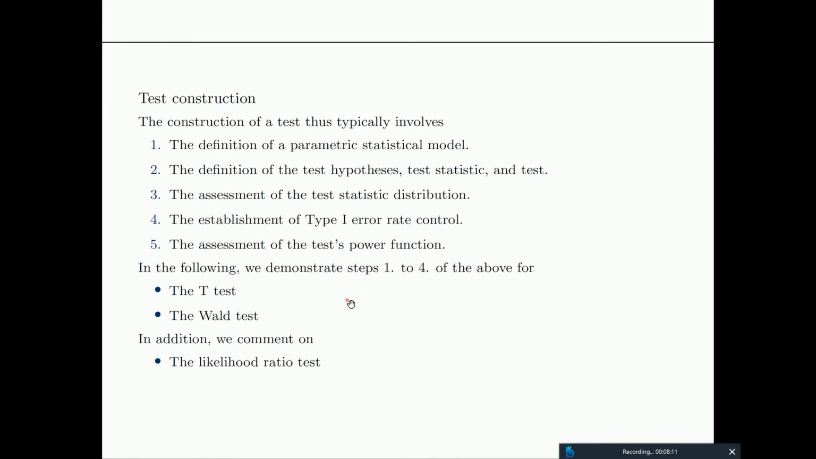The other good thing is that you don't have to study the details of doing a test power function. Steps 1 to 4 we will do for the t-test and Wald test. Likelihood ratio test, I guess not. I first want to make sure that we also discuss confidence intervals and p-values. So now enough generalities. Test construction: parametric statistical model, test hypothesis, test statistic, then test statistic distribution, and then type 1 error rate control, and this is where we stop. No talk about power, sorry.